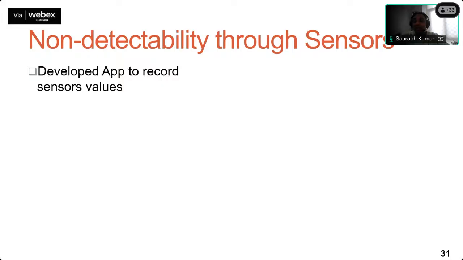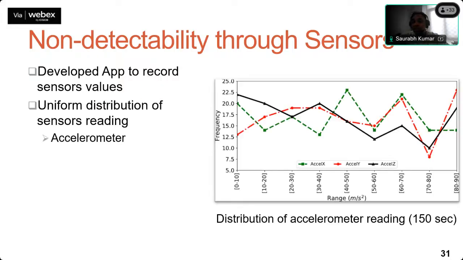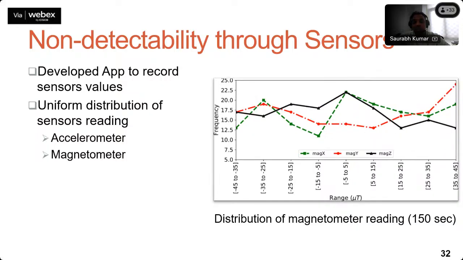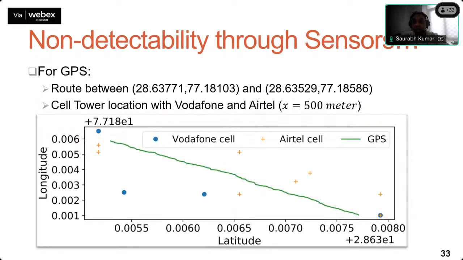And then the non-detectability of sensors. We developed an application just to record the sensor readings, and we plotted these distributions. Based on this distribution, you can simply say that detection is not possible. And when it comes to the GPS location, the GPS location should also collaborate with the cell tower. So we have taken two cell tower information, Vodafone and Airtel, for these two locations, and then we have generated these things.